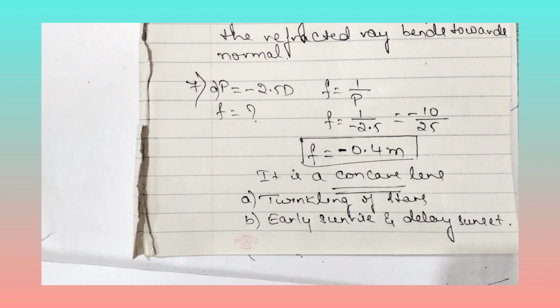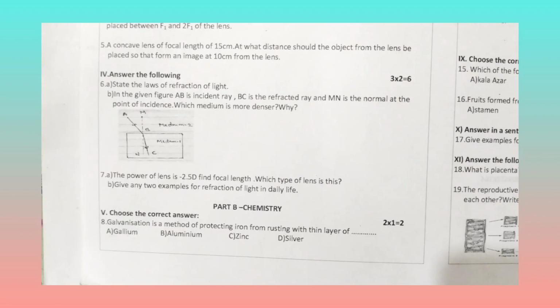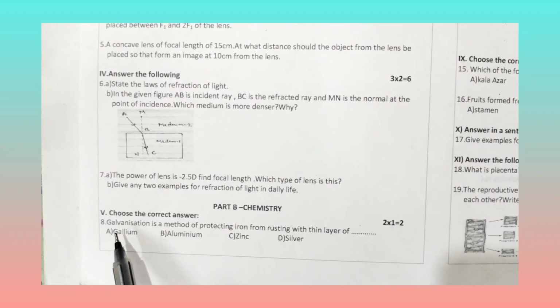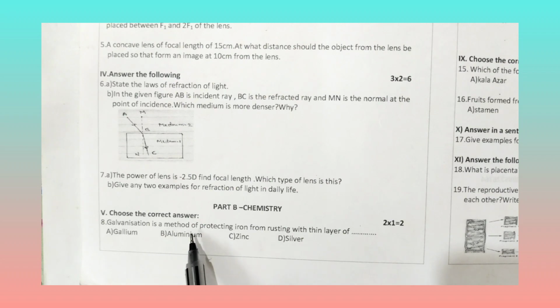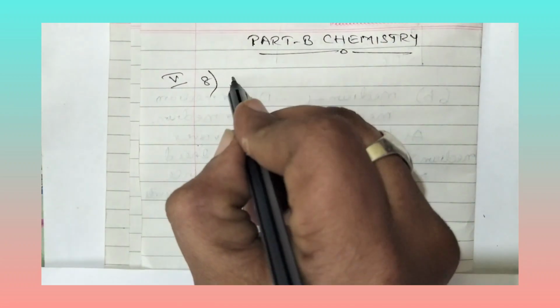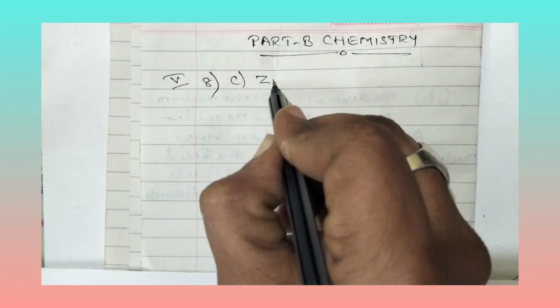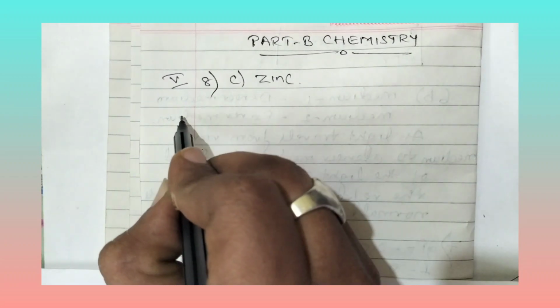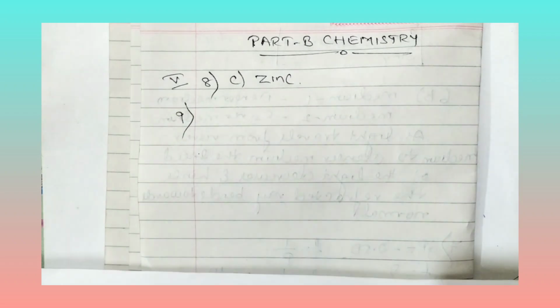Now let us move for the chemistry part. The first question of chemistry part is galvanization is a method of protecting iron from rusting with a thin layer of dash gallium, aluminium, zinc, silver. So for galvanization we are using zinc. So for 8th question the right option is option C, zinc.